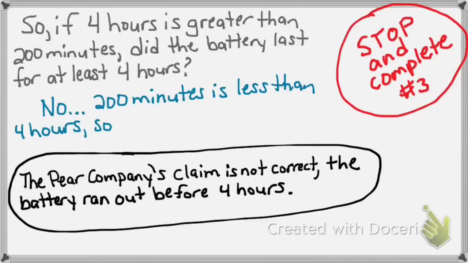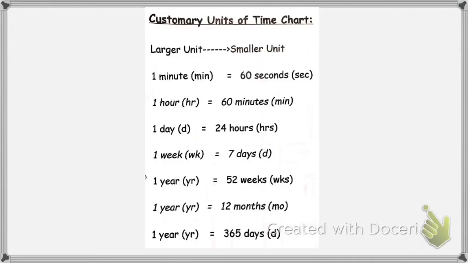So let's review. Conversions of time are just like conversions of our customary units. We do the known equals the unknown, and then we do small to large or large to small, decide on our unit, and solve the problem. And the comparisons are also done just like our customary unit comparisons. And remember, for the test, we have to have memorized our customary units time chart. Remember, the larger units are on the left, the smaller units are on the right.